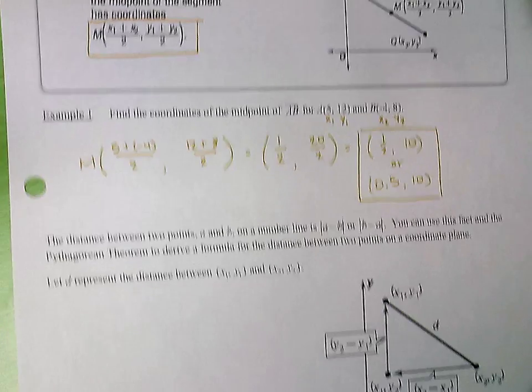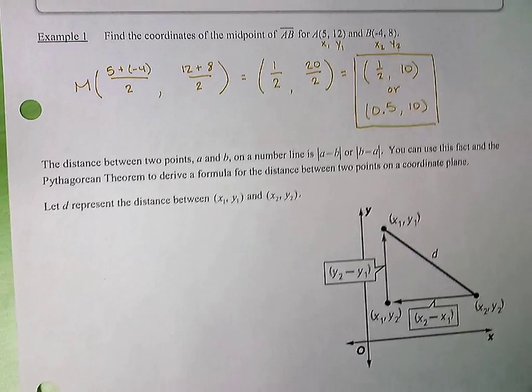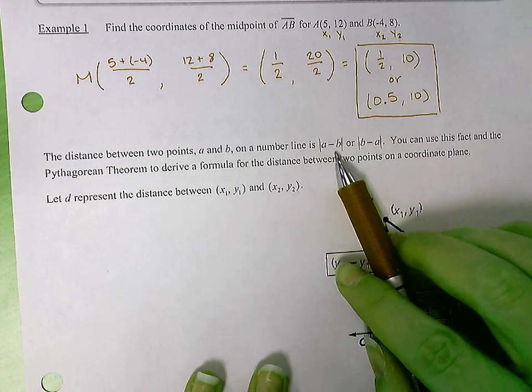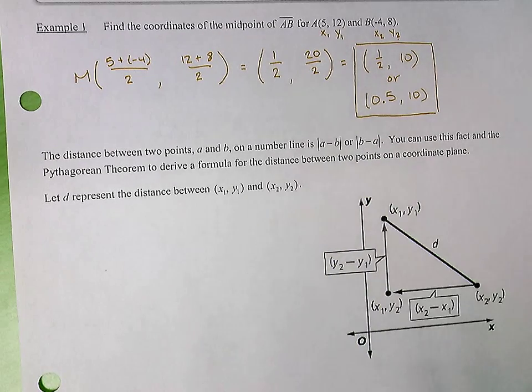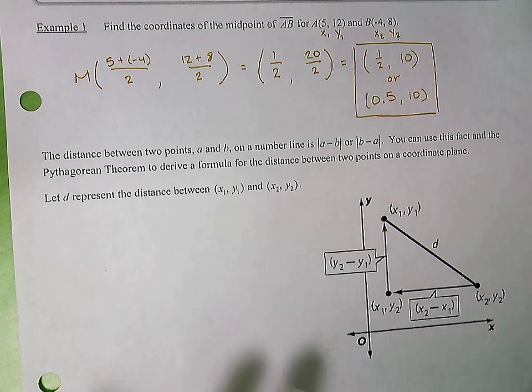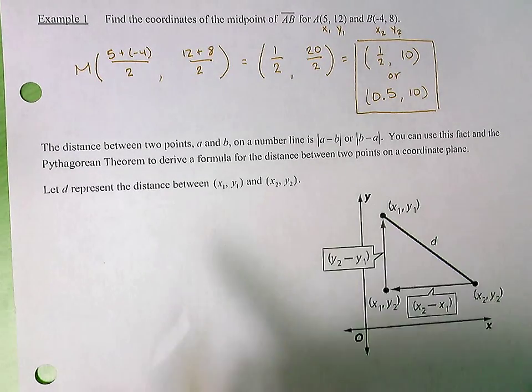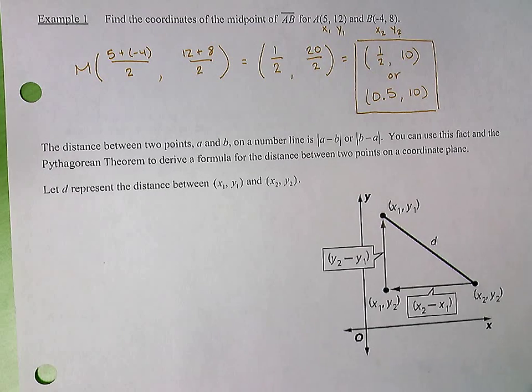Okay, next I want to move on to distance. Okay, so the distance between 2 points A and B on a number line is the absolute value of A minus B, or the absolute value of B minus A. We're not going to use the number line, we're actually going to use coordinate points instead. So you can use this fact and the Pythagorean theorem to derive a formula for the distance between 2 points on a coordinate plane.